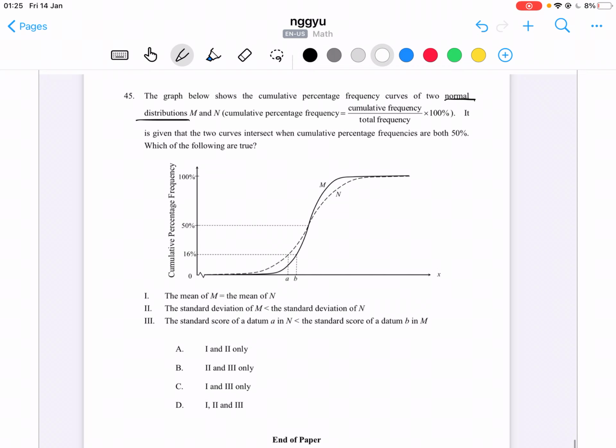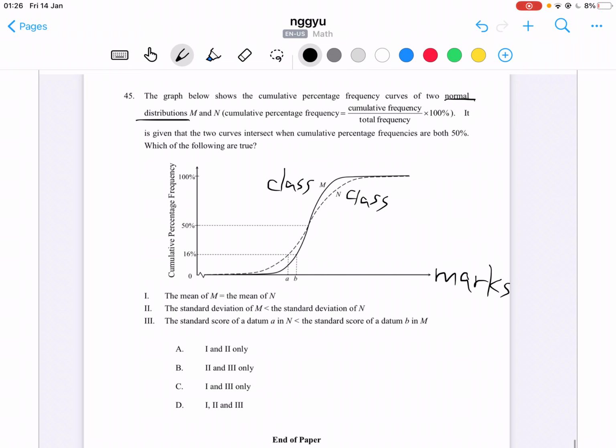Okay, to explain more easily, look at the horizontal axis right here. The variable is x. I don't want to use x because it is too hard to explain. I will use an example, maybe marks people get in two different classes. So we have class M and class N. Different students in class M and class N have different marks.